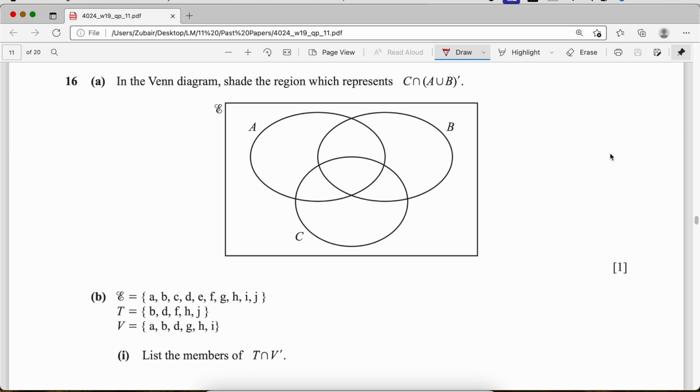Question 16. In the Venn diagram, shade the region which represents C intersection A union B.